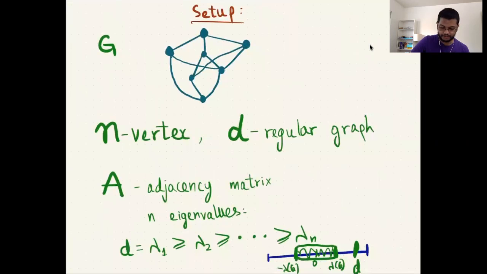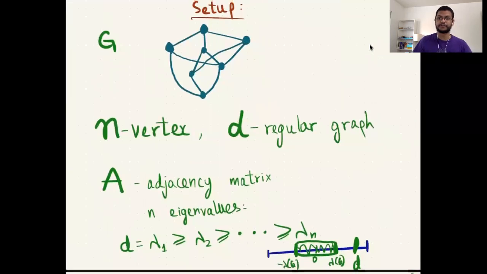In this talk, we will use G to denote a graph, and this graph is going to have n vertices, and it's going to be a d-regular graph. With this graph G, we associate an adjacency matrix A, which has n eigenvalues, which in sorted decreasing order are lambda 1, lambda 2, down to lambda n. And lambda 1 is always equal to d by virtue of the all ones vector being the top eigenvector of a d-regular graph.